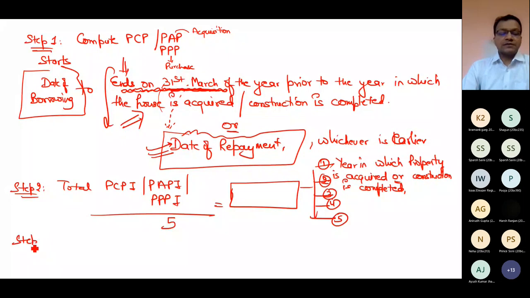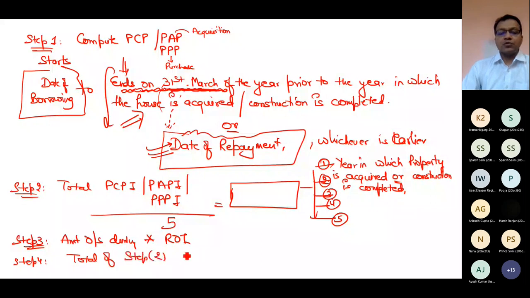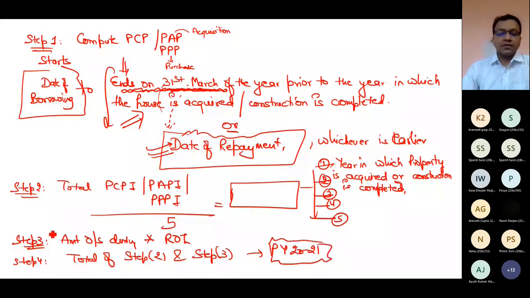My step 3 was very simple. Whatever is the amount outstanding during the relevant previous year, multiplied by ROI, rate of interest. And my step 4 was the total of step 2 and step 3 for that respective previous year. Like in my course, my previous year is 21. So I will do the total of the previous year 2021 values in step 2 and step 3.